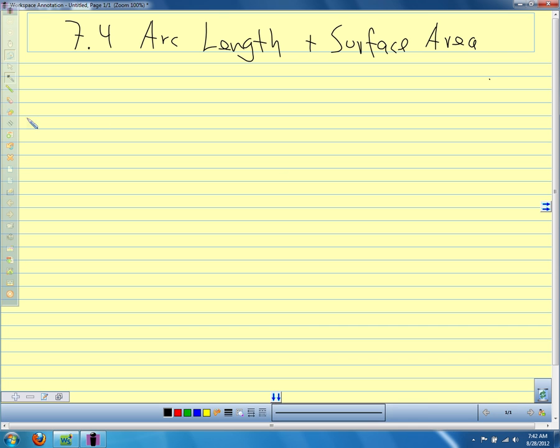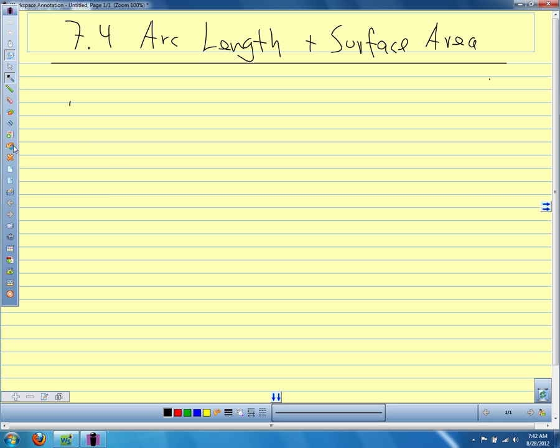Finding arc length and surface area often lead to interesting integrals. So what we want to do is we have some function. We have a graph of this function, and here's a small piece of our function.